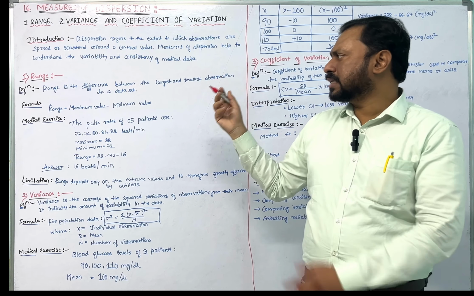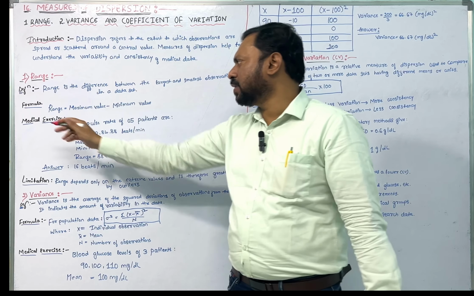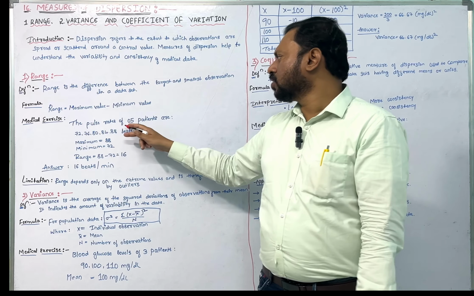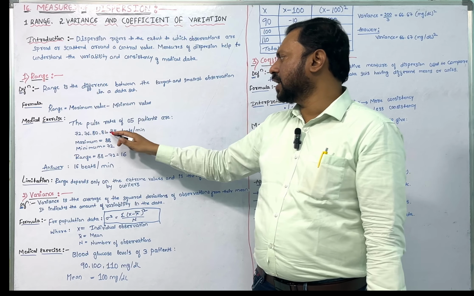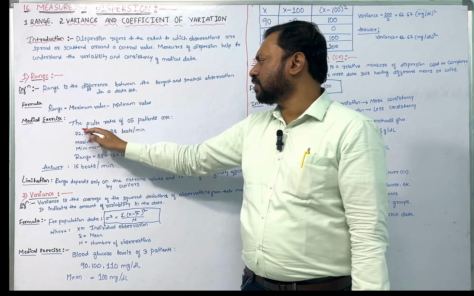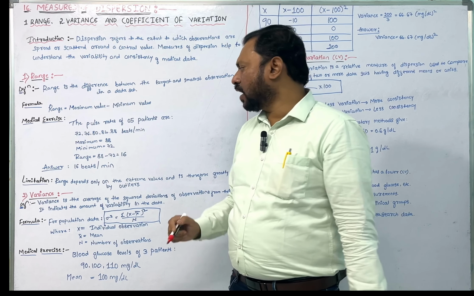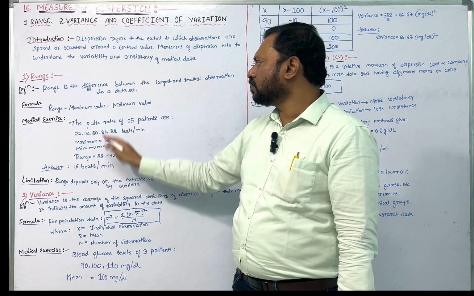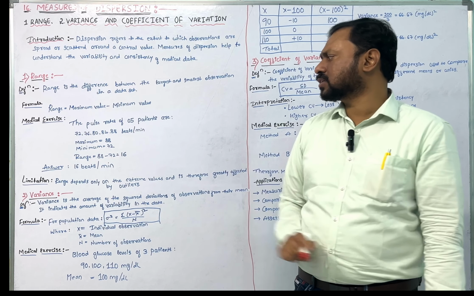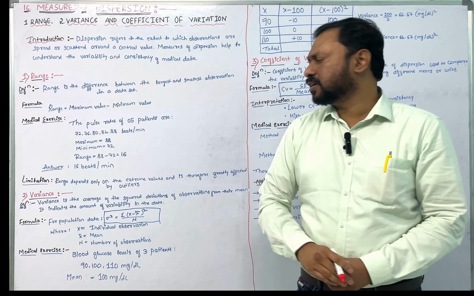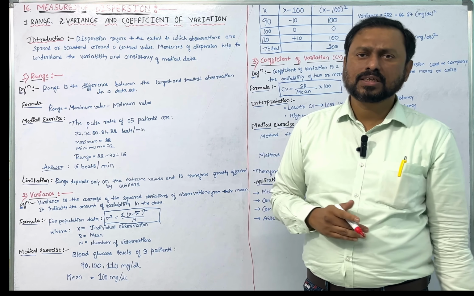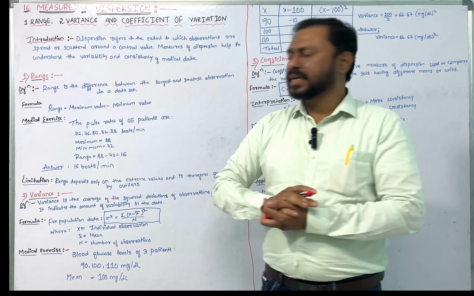Now, for easy understanding, we will take one medical example here. Suppose you are taking the pulse rate, and the pulse rates of 5 patients are 72, 76, 80, 84, 88 beats per minute. Then the maximum value is 88 and the minimum value is 72. If you put the values in the formula, the range is maximum value 88 minus minimum value 72. If you calculate, the answer is 16 beats per minute. It means the range, the difference, is 16 beats per minute. Like that, we use the range in our medical field.